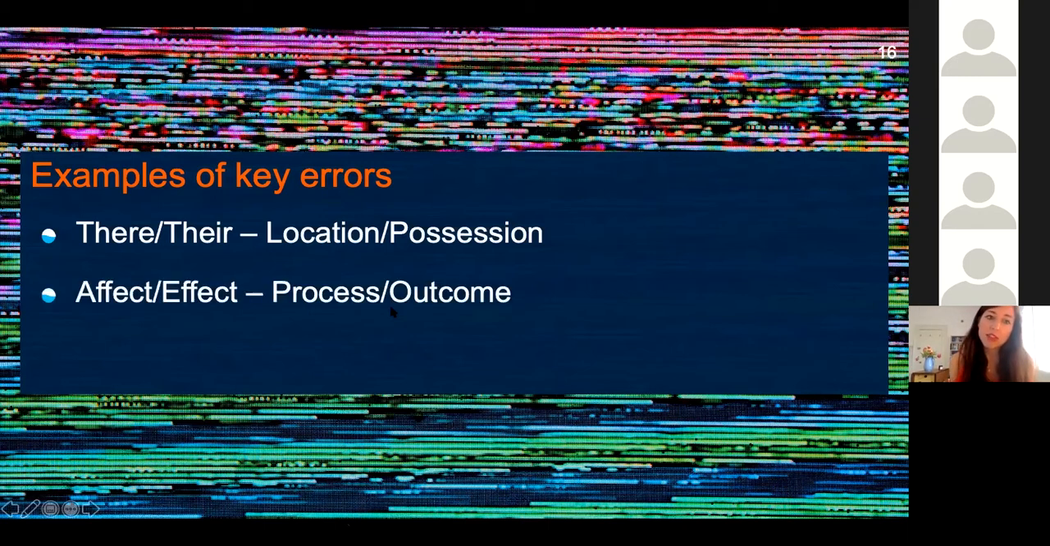Second is affect with the A and effect with the E. So the first one is a process, and the second with the E is the outcome of that process. So you could say that climate change is affecting the polar ice caps, that's with an A. But the melting of ice is the effect with an E of that climate change. So I hope that makes sense. The first is a process, the second is the outcome of that process. That is quite a common mistake. So just try and take note of that one as well.